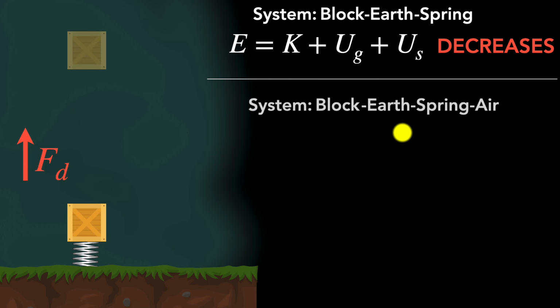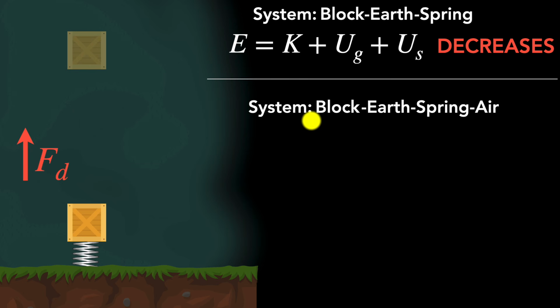All right, your turn. What if we now consider the earth, block, spring, and air as our system? What will happen to the mechanical energy of this system as we go from here to here? Pause the video, think about it.